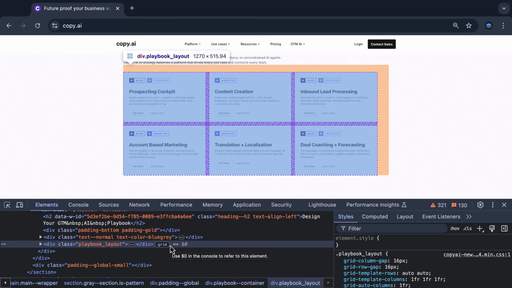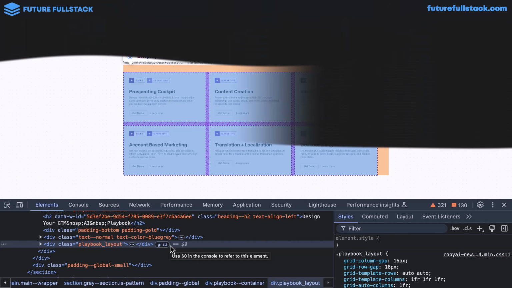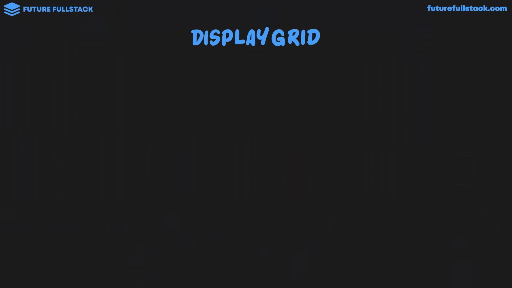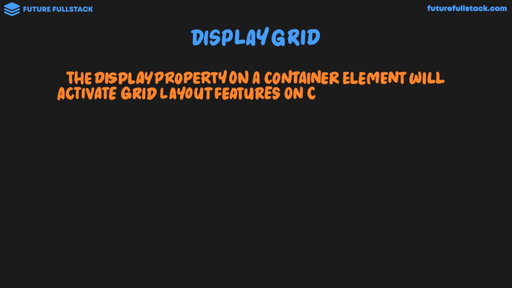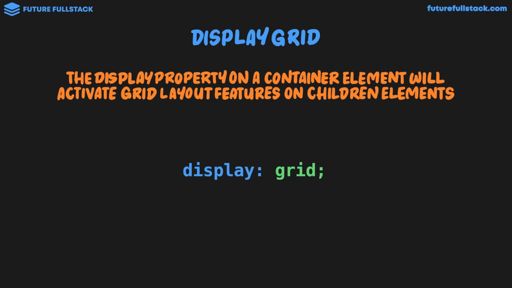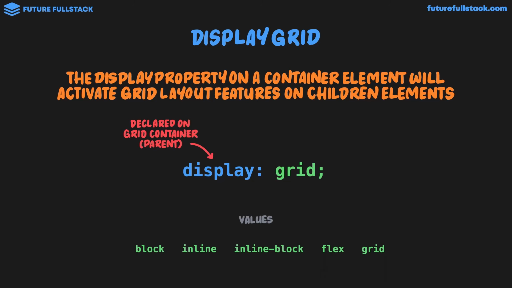So let's now take a look at how we can activate CSS Grid by using display grid. The display property on a container element will activate grid layout features on children elements. It's the exact same with Flexbox. We use the display property with the value grid. And just like Flexbox, the display property is declared on the grid container, the parent. Looking at values for display, we have block, inline, inline block, flex, and grid. So let's go play around with this inside VS Code.